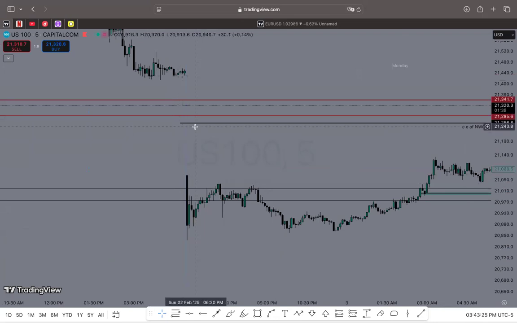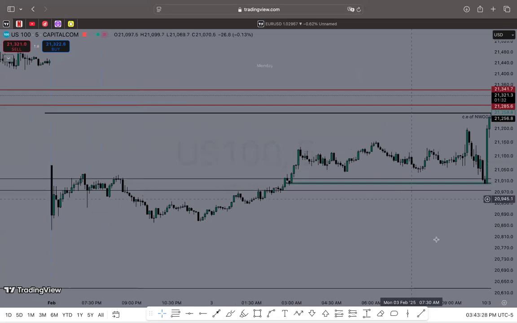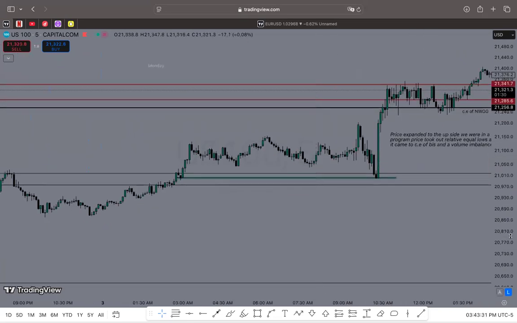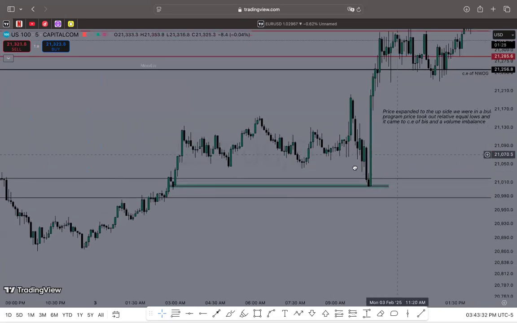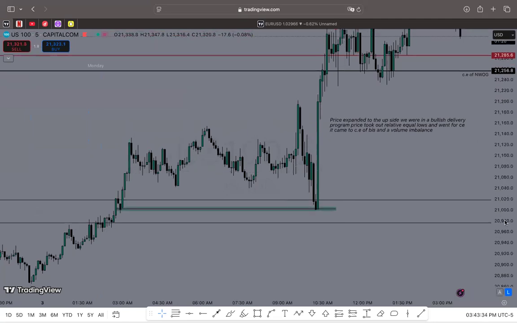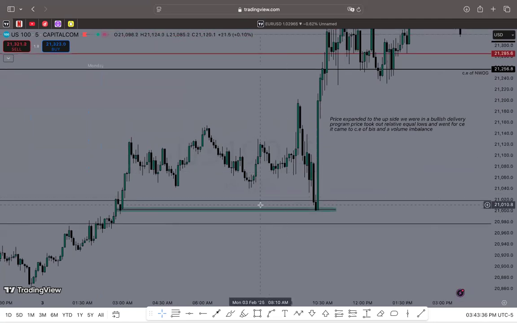Then I had to mark CE of the gap. That's consequent encroachment of the gap, basically 50% of the gap. And well, there was nothing random. So what happened today?